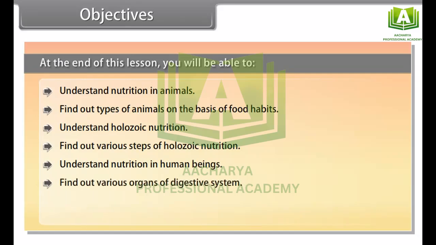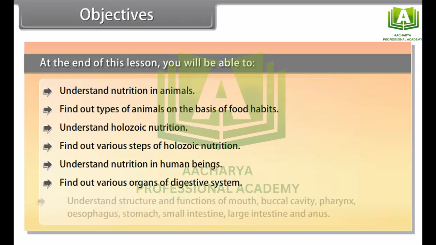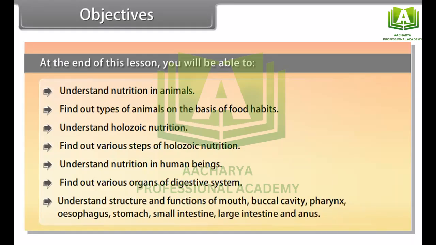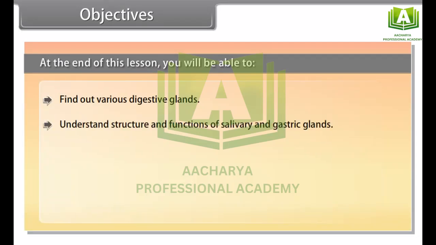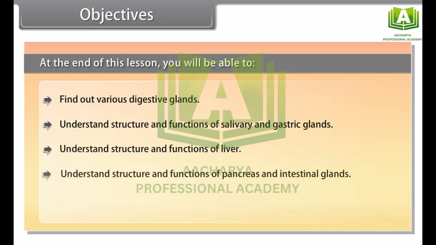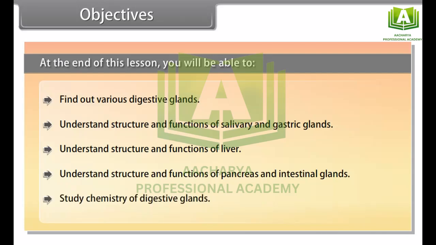find out various organs of digestive system, understand structure and functions of mouth, buccal cavity, pharynx, esophagus, stomach, small intestine, large intestine, and anus, find out various digestive glands, understand structure and functions of salivary and gastric glands, understand structure and functions of liver, understand structure and functions of pancreas and intestinal glands, study chemistry of digestive glands.